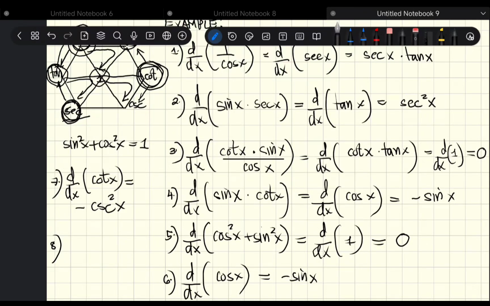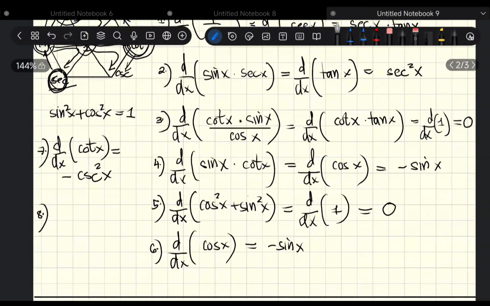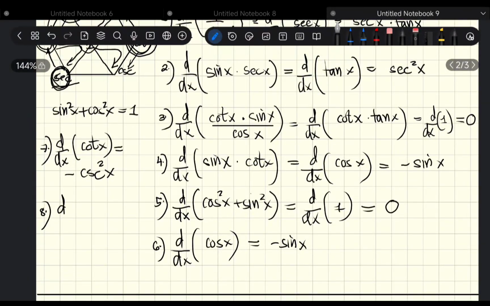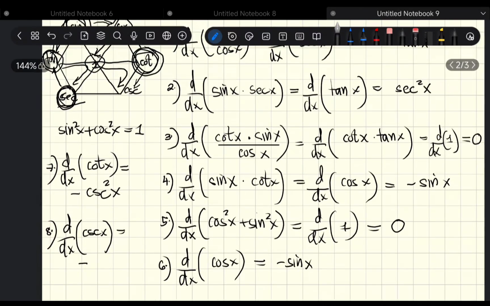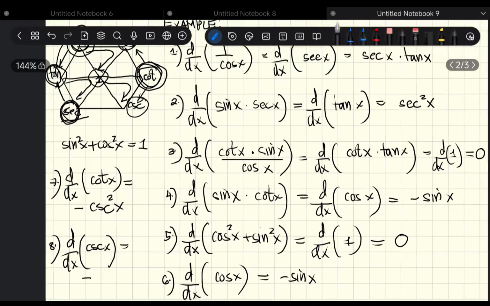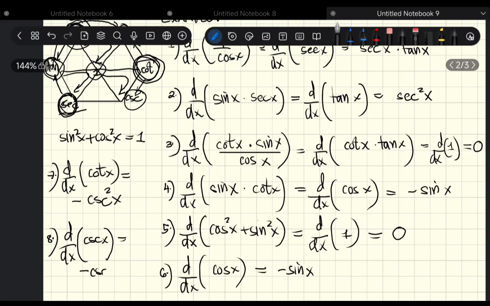Example number 8. The derivative of cosecant x is negative, here cosecant x, sorry. Copy cosecant x, then move up, cotangent x.